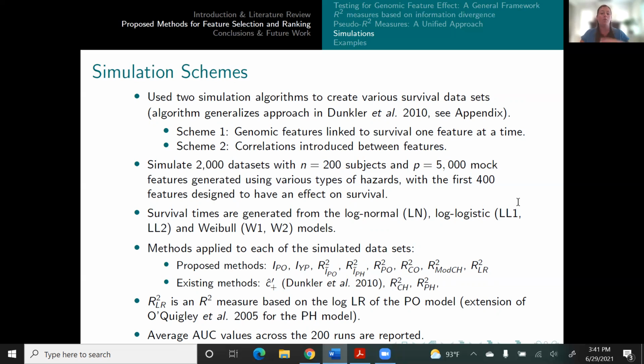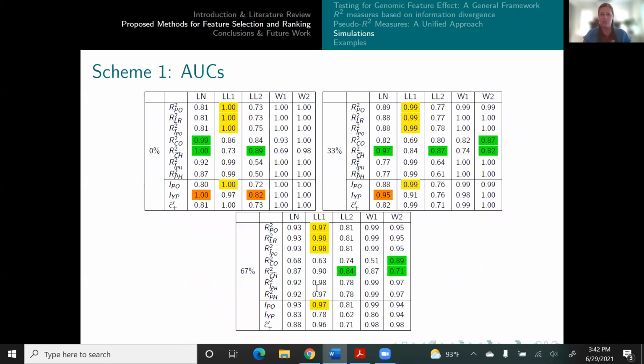And we apply all of our proposed methods, including an R-squared LR, which I have not mentioned, which is an R-squared measured based on the log likelihood ratio of the PO model. This is an extension of O'Quigley's work in the 2005 paper. They use the PH model, we use PO, and then all the other proposed methods we've talked about. And then we compare them to the existing methods in Rome paper, and then also a concordance regression method called CONCREG from Dunkler's paper in 2010. We look at average AUC values across the 200 runs, and they are reported on the next 2 slides.